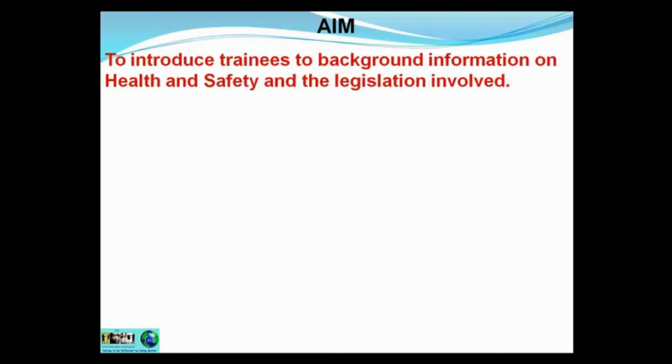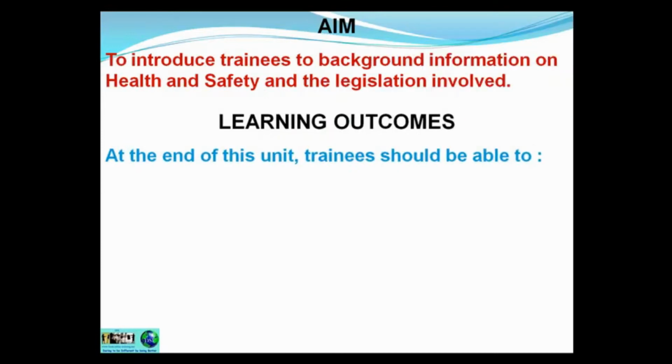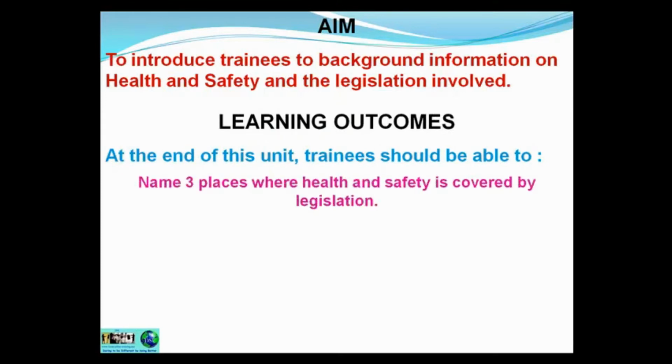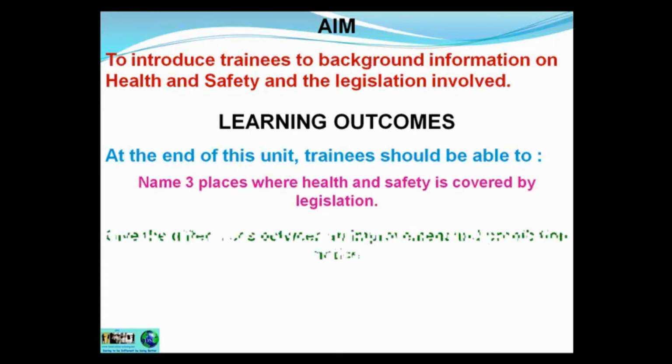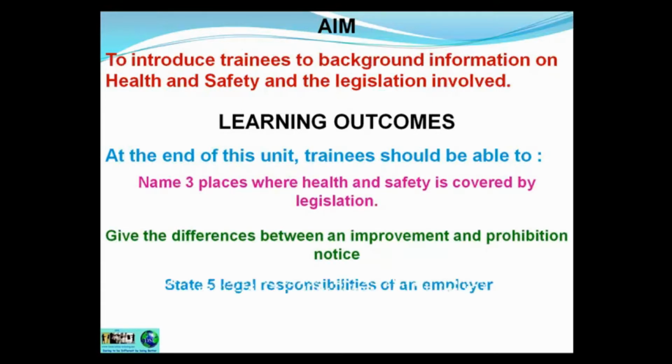Okay, let's start with the first unit. Now, the aim of this unit is to introduce trainees to the background information on health and safety and the legislation involved. And at the end of this unit, you should be able to name 3 places where health and safety is covered by legislation, give the differences between an improvement and prohibition notice, state 5 legal responsibilities of an employer, and identify 4 legal responsibilities of an employee.